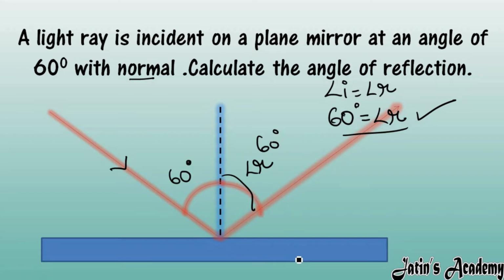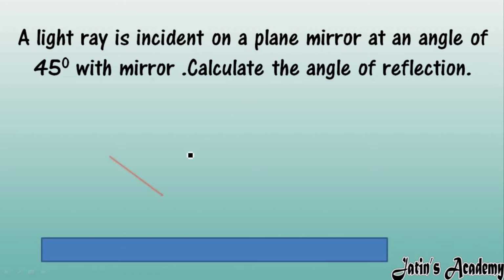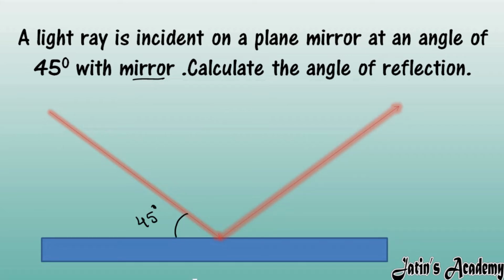Second numerical we have: a light ray is incident on a plane mirror. So here also a light ray is going to be incident on a plane mirror at an angle of 45 degree with the mirror. Actually this incident ray is making a 45 degree angle with the plane mirror, not with the normal. It is making it with the plane mirror. Calculate the angle of reflection. So the angle of reflection, this angle R, we have to calculate.